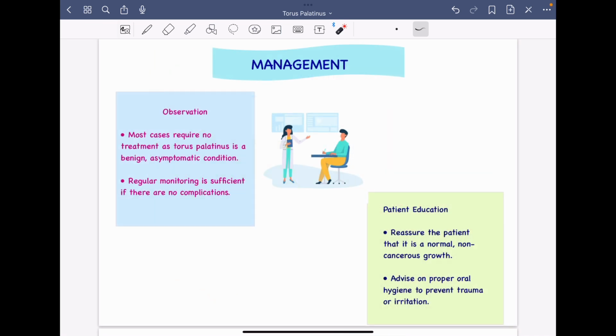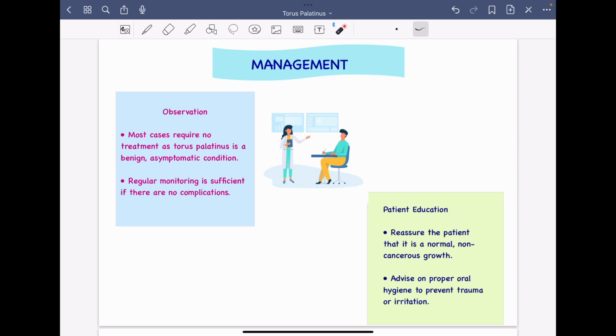Lastly, let's discuss the management part or the treatment part. So first mode of treatment would definitely be non-invasive. So observation, most of the cases require no treatment as it is a benign developmental anomaly which is an asymptomatic, painless type of bony growth. But regular monitoring is sufficient and it is also required. If at all any ulceration or any kind of such trauma occurs, then pain might be a symptom. So therefore regular monitoring is necessary.